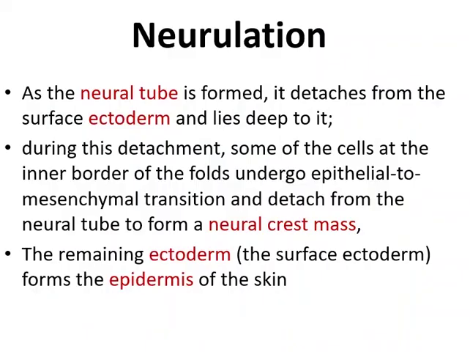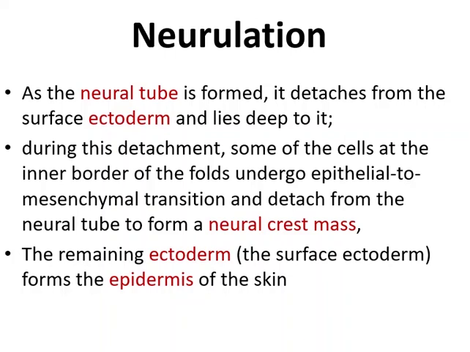So, continuing neurulation. When the neural tube is formed, it detaches from the surface ectoderm and just lies deep to it. During this detachment, some of the cells at the inner border of the fold undergo epithelial to mesenchymal transition, detach from the neural tube, and form the neural crest mass.